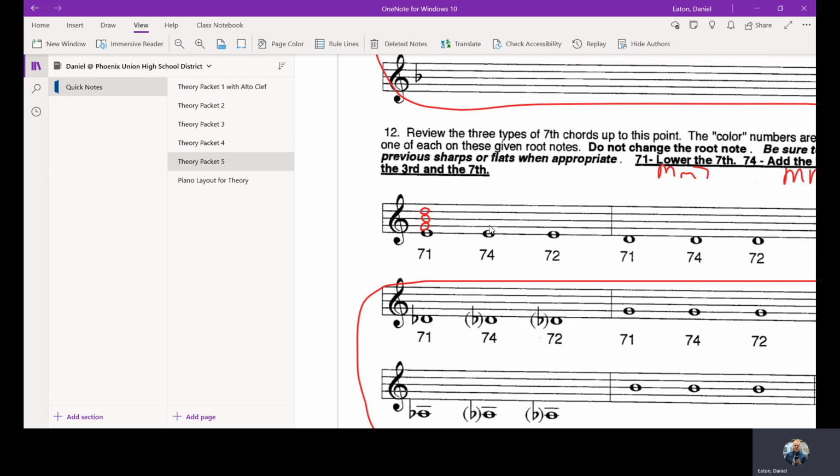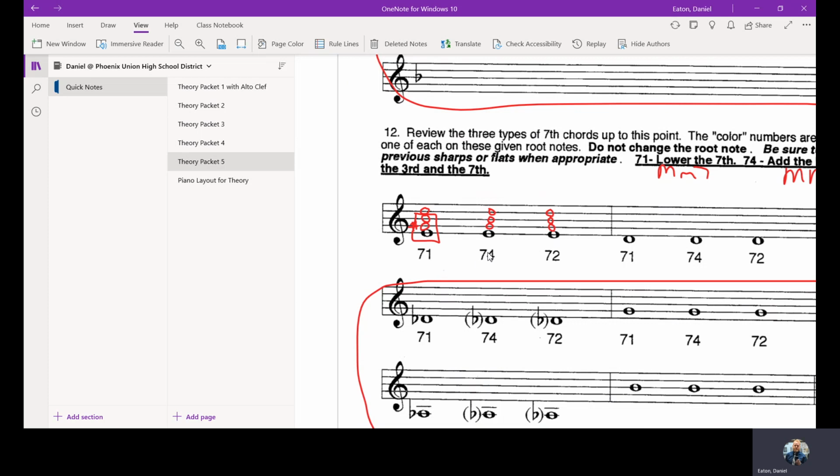Okay, so all I'm doing right now is just drawing in the 3rd, 5th, and the 7th for each of these chords. Each of these will have a 3rd, a 5th, and a 7th in it. I'm just doing the work ahead of time. So this is probably your tedious part of just drawing the notes in there. Okay, so I need to have a major triad on the bottom. So I need to make this E, G sharp, B. So there's my major triad.